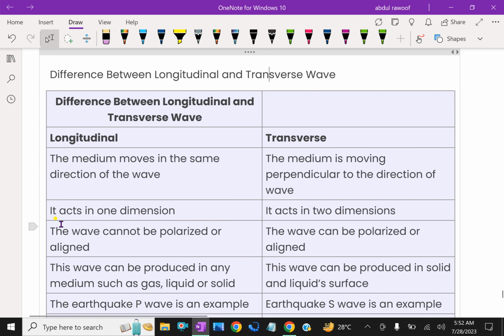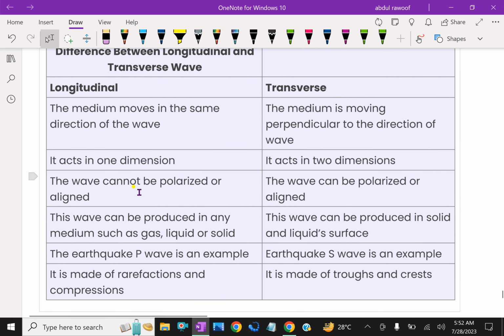Longitudinal waves act in one dimension. Transverse waves act in two dimensions, that is the x-y direction. Longitudinal waves cannot be polarized or aligned. Transverse waves can be polarized or aligned. A longitudinal wave can be produced in any medium such as gas, liquid or solid. A transverse wave can be produced in solids and on liquid surfaces.